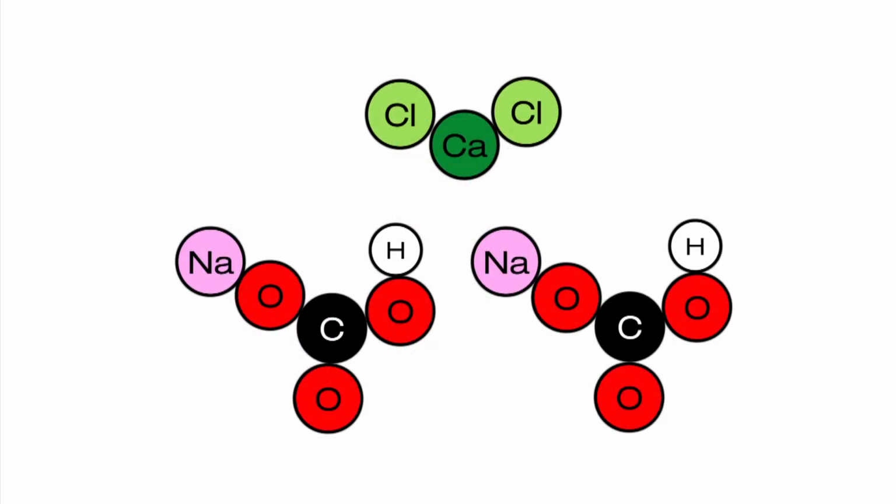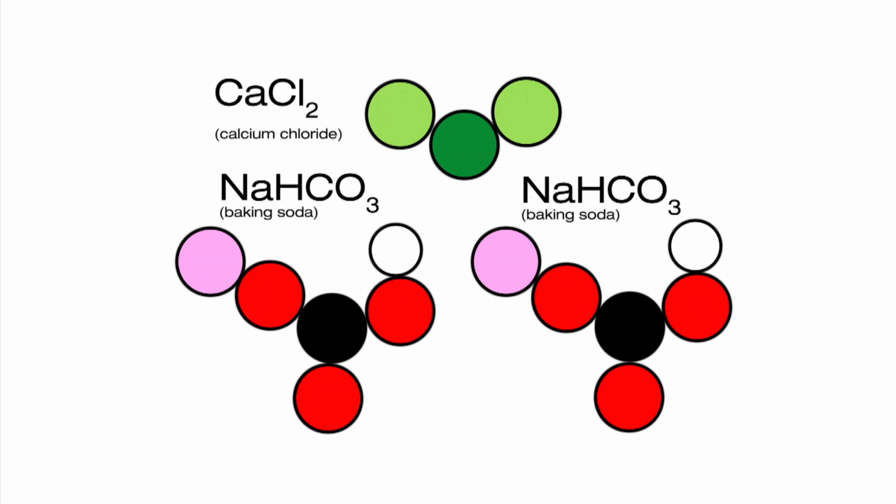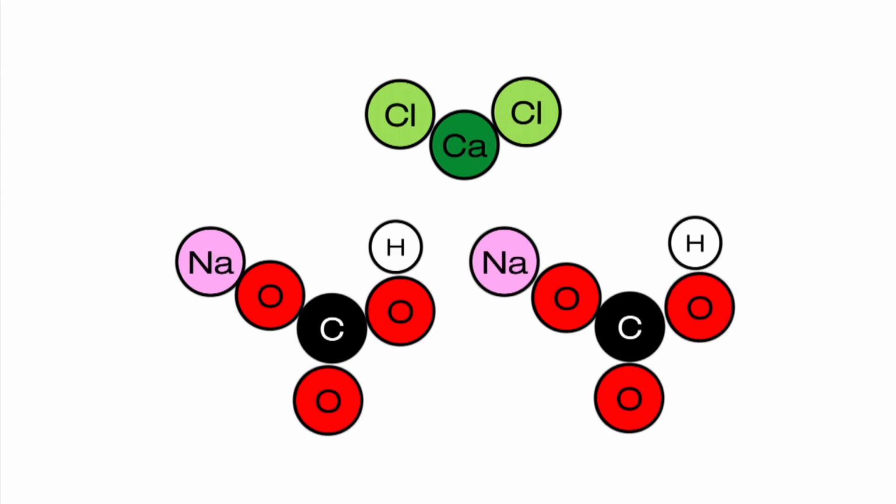Here, the atoms are bonded together into molecules. We started with these molecules in our chemical reaction. Notice which atoms are in each molecule. Here is one molecule of calcium chloride and 2 molecules of sodium bicarbonate, which is commonly called baking soda. Are you ready? Let's watch the reaction.